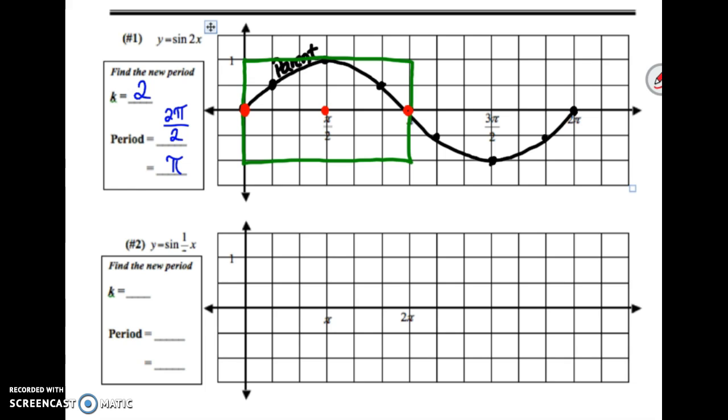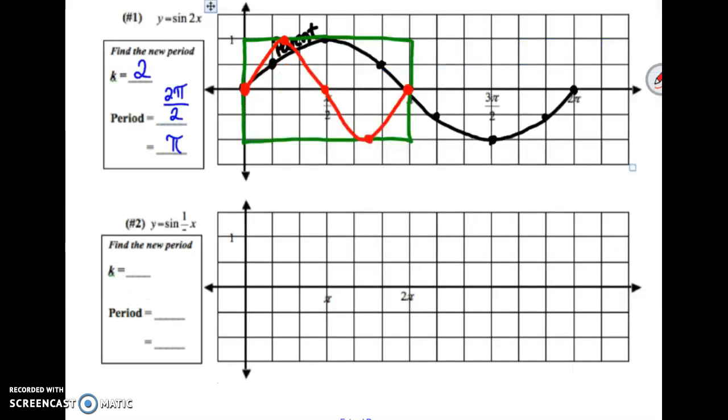Those are characteristics that never change. But now it's going to be here and here for our halfway. It's going to be up at 1 and down at -1, exactly halfway between there. And so if we just sketch that shape, it's going to look like this, okay? And that's going to represent y equals sine of 2x. So basically what we've done is we've made our picture frame half as wide as the parent.